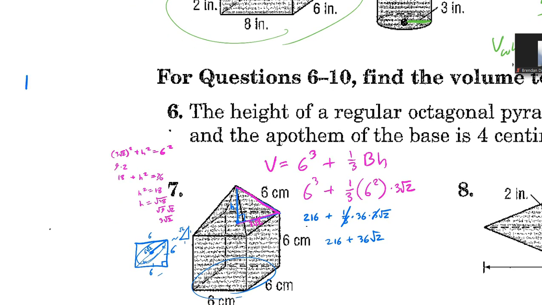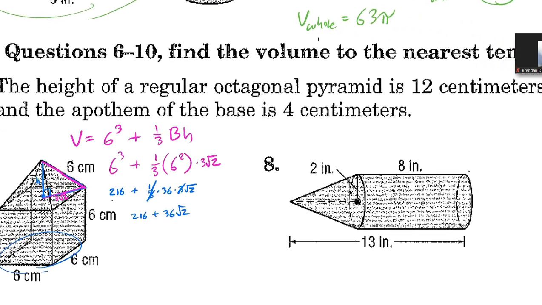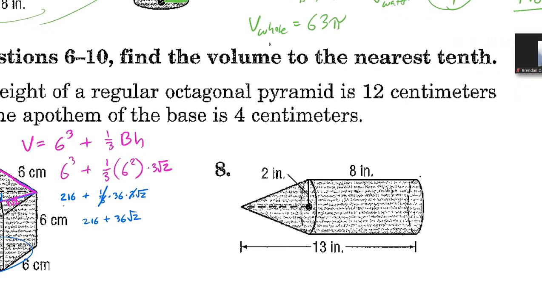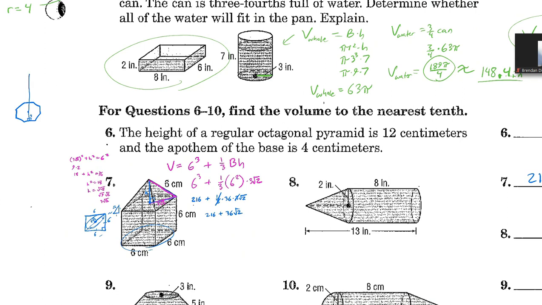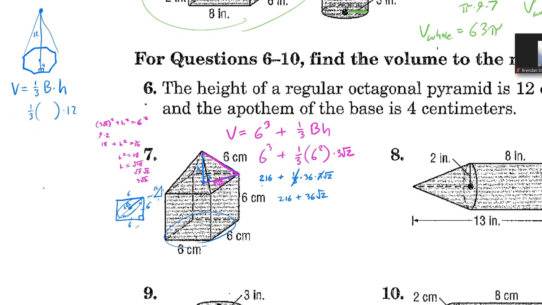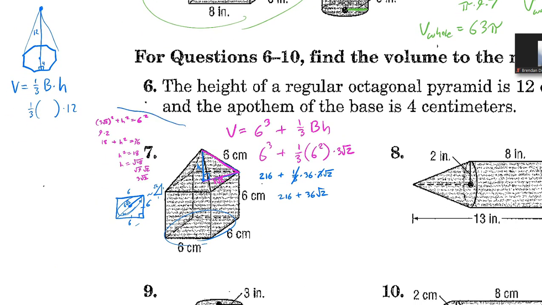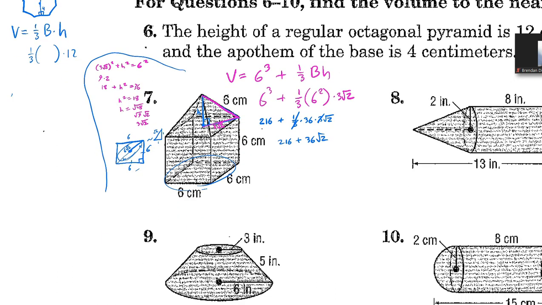So octagonal pyramid, it says the apothem is 4 and it's regular, and the height is 12, and we're trying to find the volume, okay? So the height up to the top is 12, and we need to find the area. Well, the volume is 1/3 base times height, and they give us the height, so it's 1/3 whatever the area of this base is times 12. So all we need to do is find the area of a regular octagon. That's often the difficulty in these problems, right? So let's find the area of a regular octagon with apothem 4.